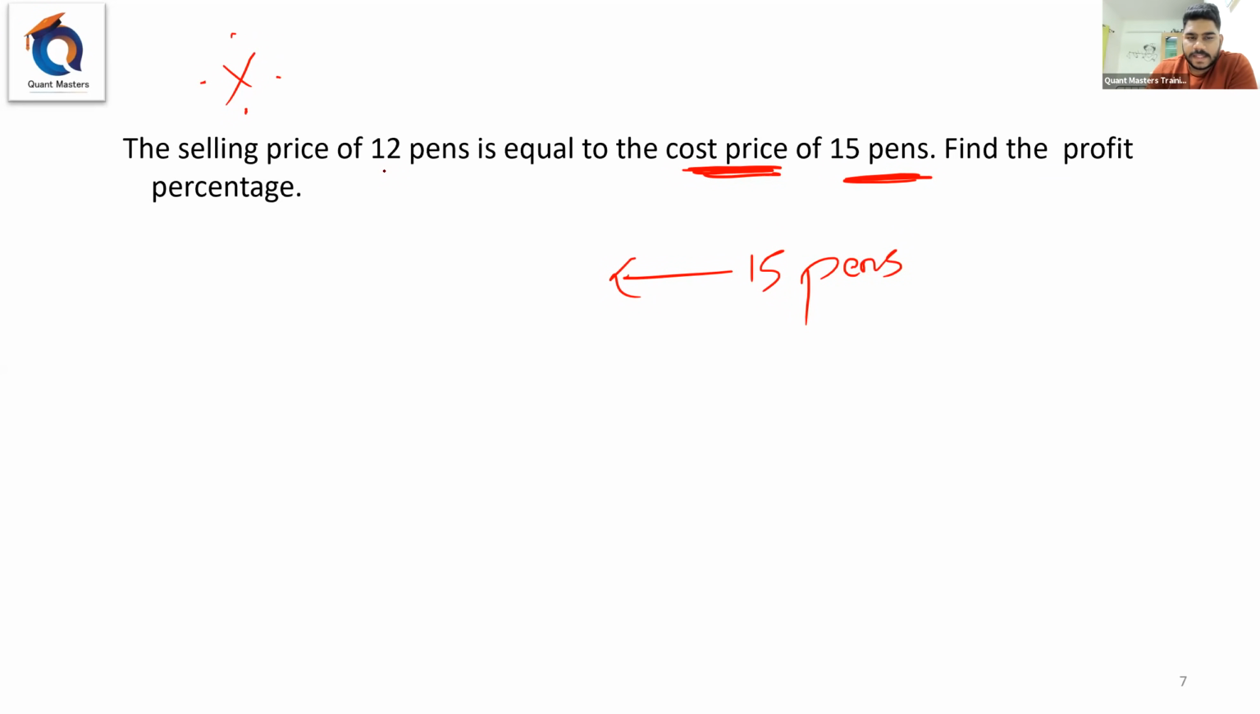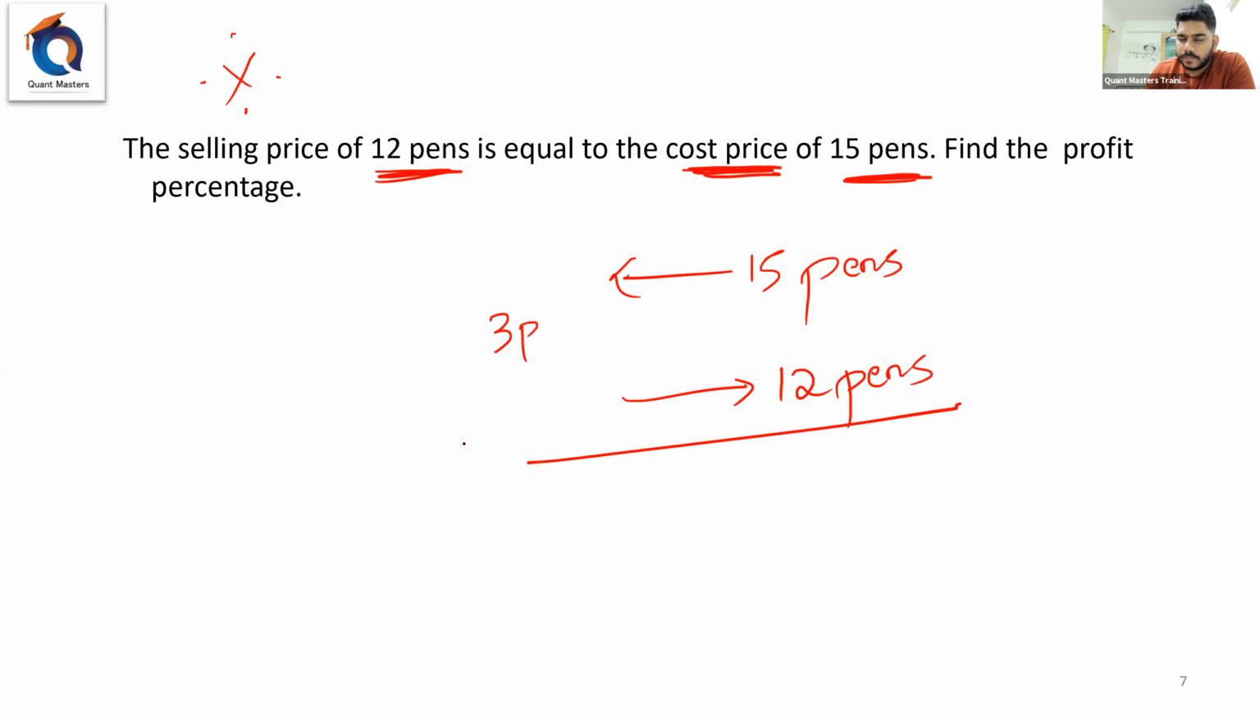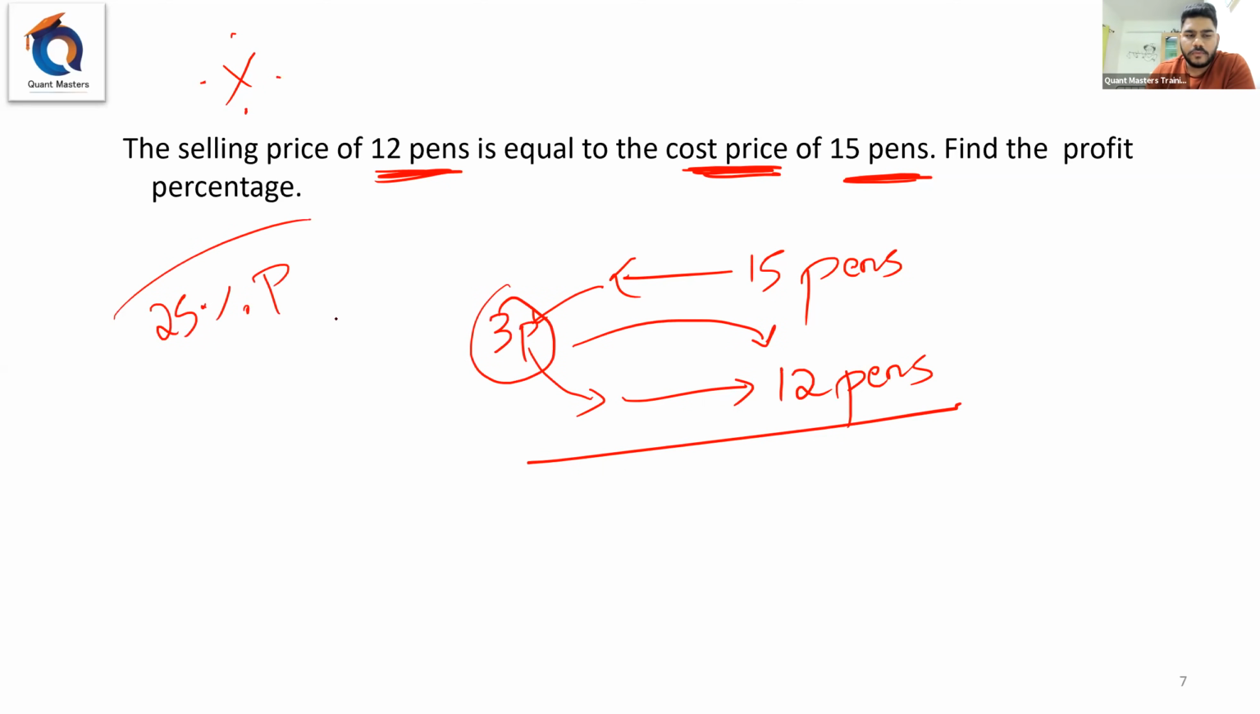Selling price means I'm selling. And I'm selling how many pens? I'm selling 12 pens. Now, people, you tell me one thing. You're buying 15 pens and you're selling 12 pens. So can I say you kept 3 pens with you? You bought 15. In this 15, you kept 3 with you and sold the remaining 12. So can I say my profit is 3 over 12? Sir, 3 over 12 is nothing but 1 by 4. 1 by 4 is nothing but 25% profit.